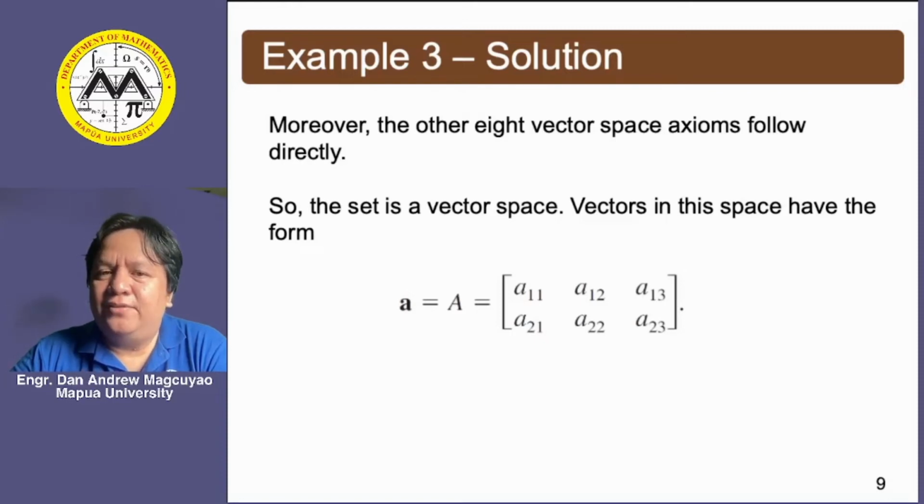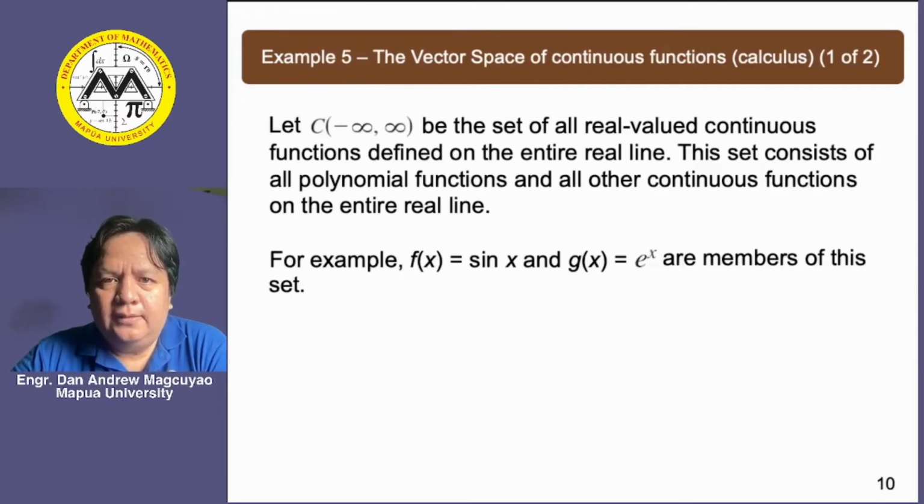Vectors in the space have the form A equal to A11, A12, A13, A21, A22, and A23, where A sub ij is a real number. Now let us consider a continuous function. Let the continuous functions, defined over the set of real numbers from negative infinity to positive infinity, be the set of all real valued continuous functions defined on the entire real line.